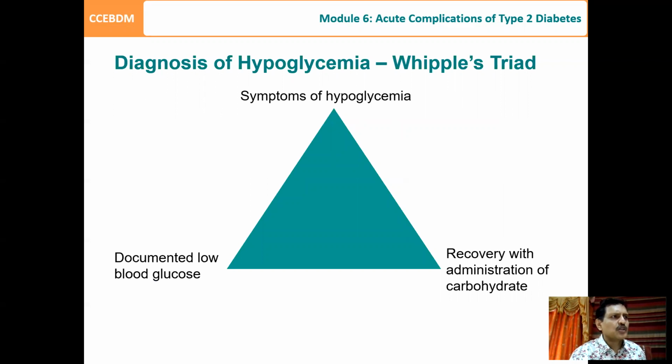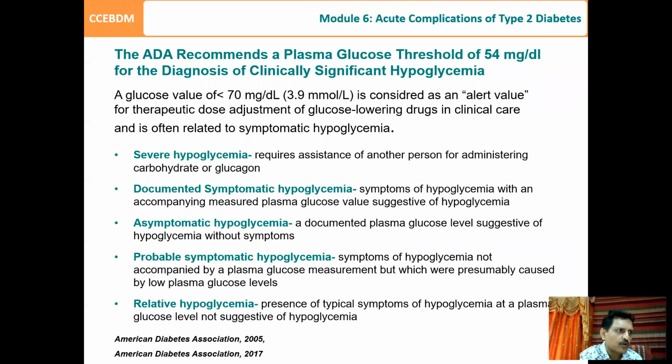Now, coming to the diagnosis of hypoglycemia, it is conventionally and traditionally taught that it should fulfill Whipple's triad. Whipple's triad means there will be symptoms of hypoglycemia, and the person must have checked his blood glucose. It means he has documented that blood glucose level was low. And third, that the symptoms have disappeared after administration of carbohydrates. So these three must be fulfilled to get a diagnosis of hypoglycemia.